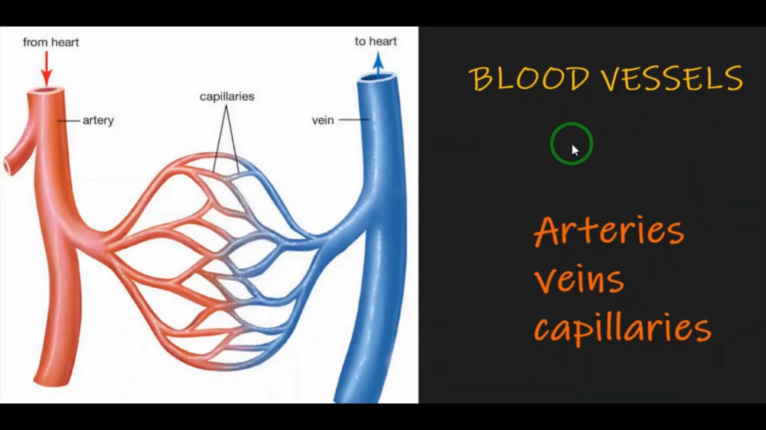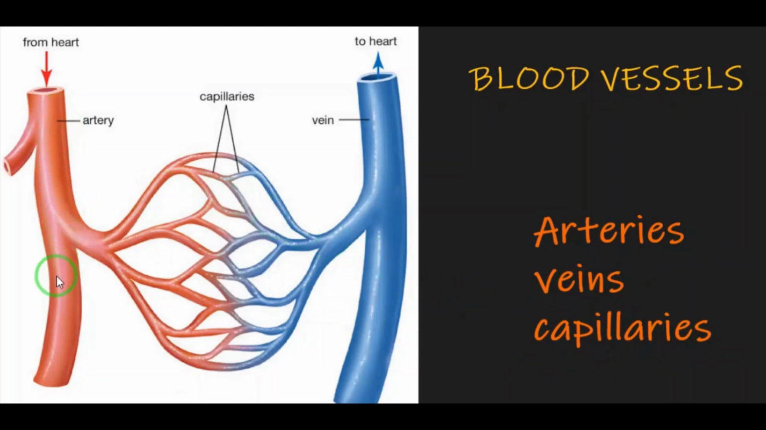Blood vessels. These blood vessels are a network of branched tubes that transport blood. So these blood vessels transport only blood. They are a network of branched tubes, right? Then these blood vessels are of three types: arteries, veins and capillaries.